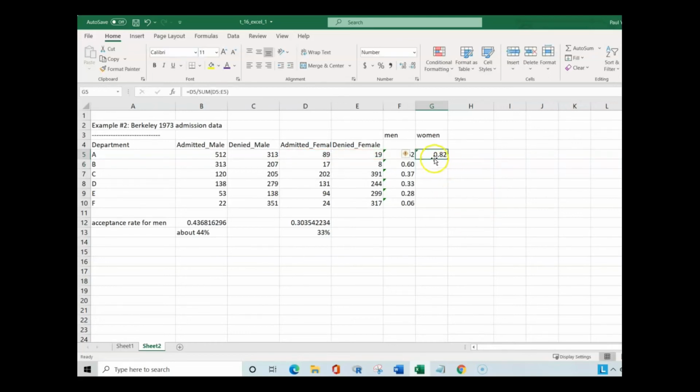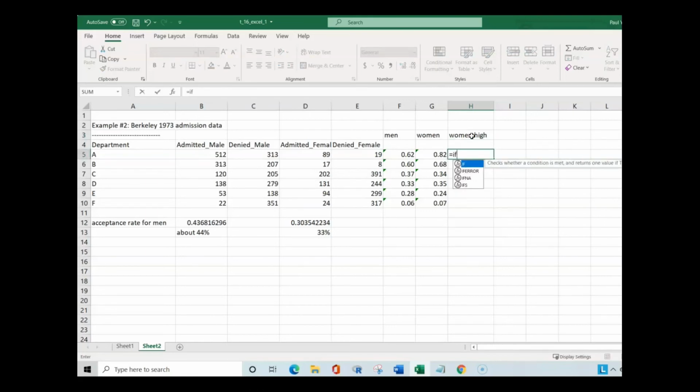Similarly, now let's calculate the acceptance rate for women for each individual department. So it's D5 divided by summation of D5 and E5. Admitted divided by total applicants. Then we copy and paste. Okay. Now let's look at which rate is higher, comparing women and men.